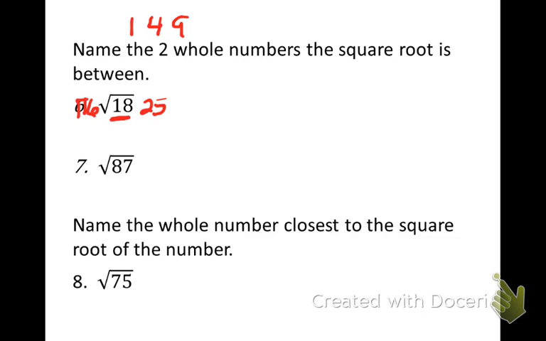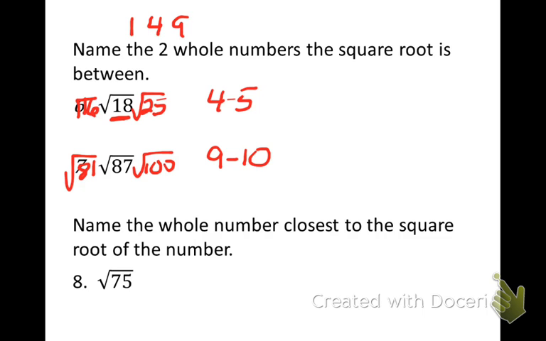So now we need to take the square root of each one of these to get that the square root of 18 is somewhere between 4 and 5. So I do want to see the perfect squares. So 87, what's a perfect square on either side of it? 81 and 100, so when we take the square root of everything, we get that it's between 9 and 10.